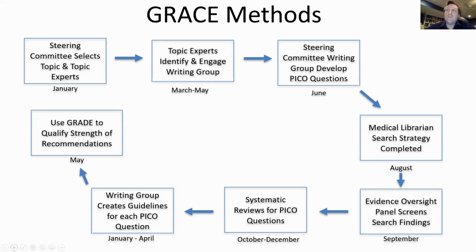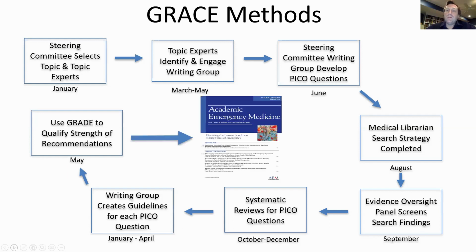Then the evidence oversight panel screens the search findings in September, and then October through December, systematic reviews for those PICO questions are developed. The writing group then creates guidelines for each PICO question in January through April of that year, and in May of that year, we use GRADE to rate the quality of strength of recommendations. And then ultimately publish these in Academic Emergency Medicine.